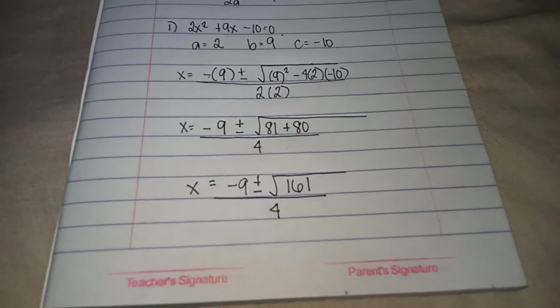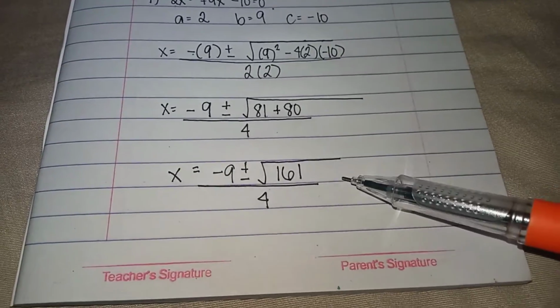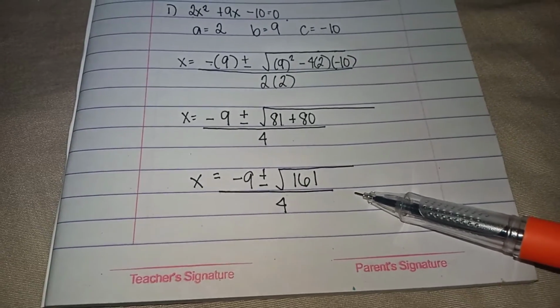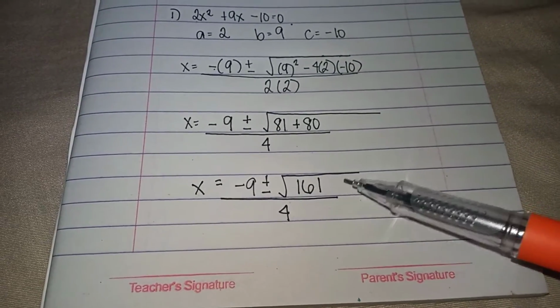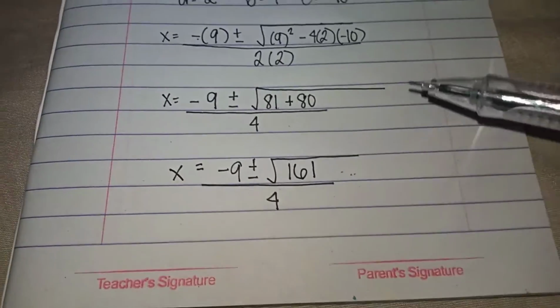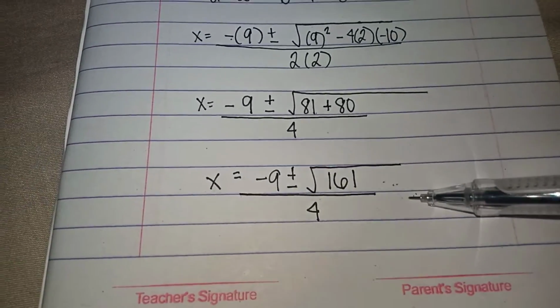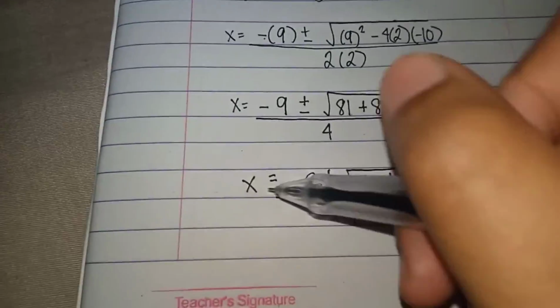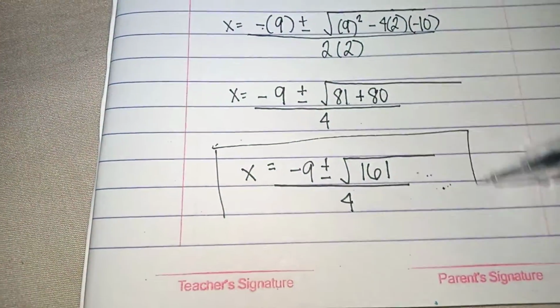Next is x equals negative 9 plus or minus square root of 81 plus 80 is 161, over 4. So, let's take a look at this answer. We can't simplify the square root of 161. Therefore, we will stop right here. So, this will be our answer.